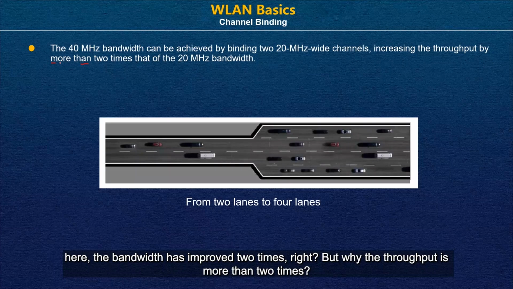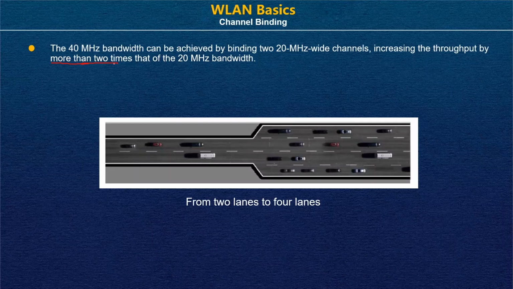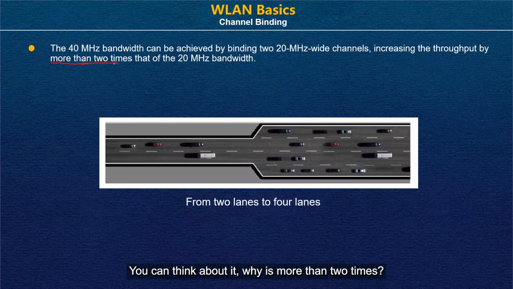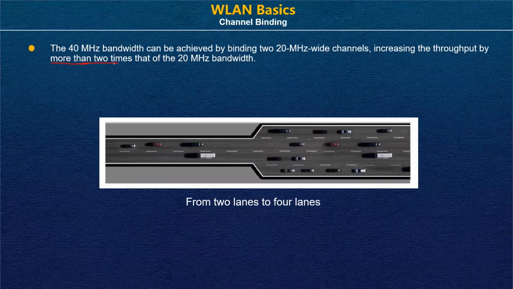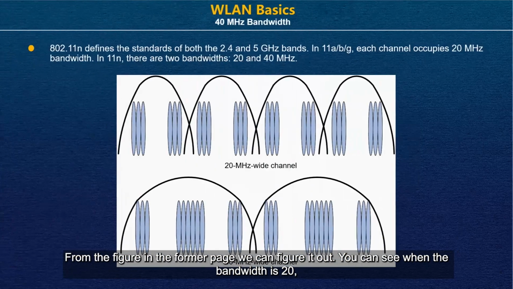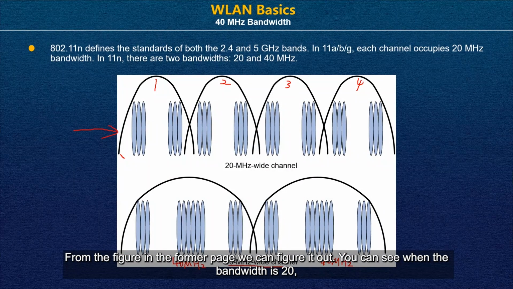Pay attention here. The bandwidth has improved 2 times, right? But why is the throughput more than 2 times? You can think about it. Why is it more than 2 times? From the figure on the former page, we can figure it out.